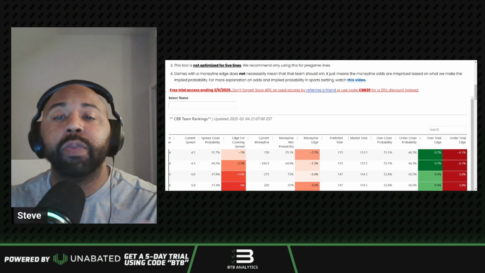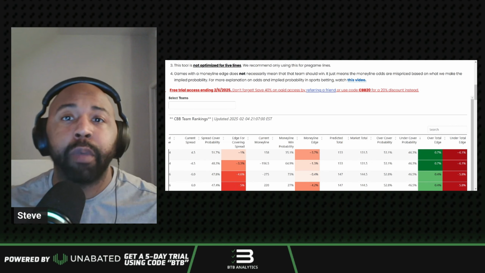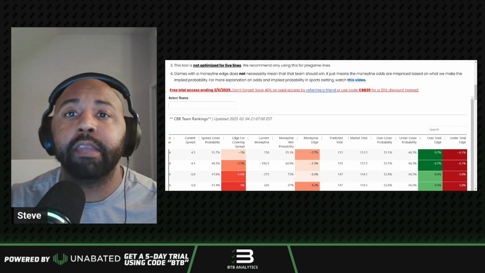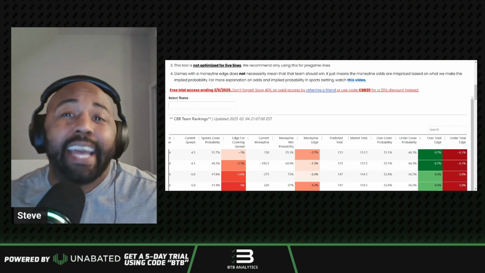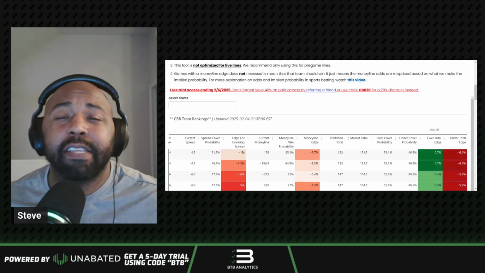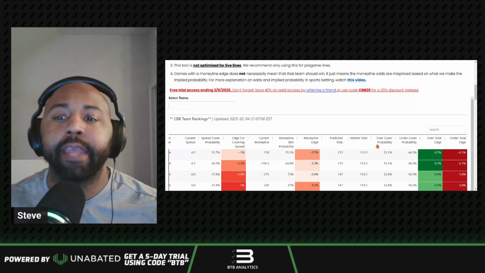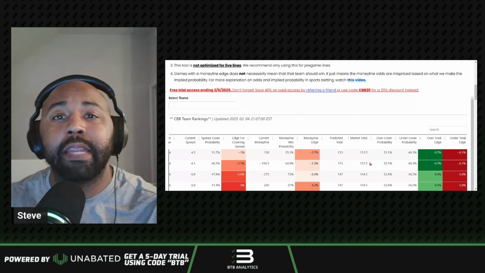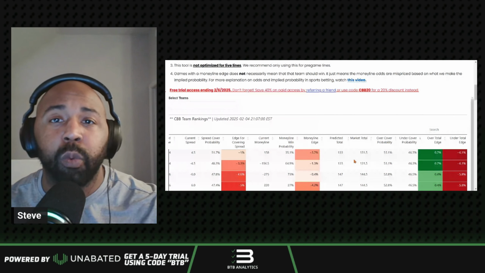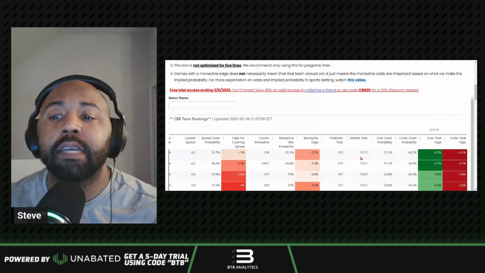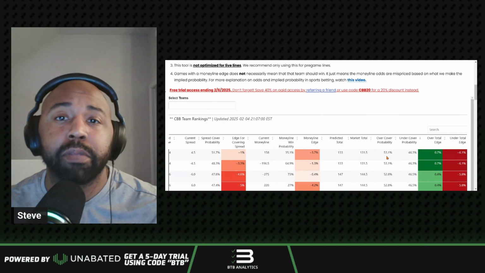So because we have that edge, we have a 1.5 point difference in what we think the number is going to be versus what the actual number is. But is that good? Is that enough? Is that enough of a difference to actually bet? That's where you see this cover probability, right? So given that we made the number 133 and the market's 131.5, that's going to cover 53.1% of the time.